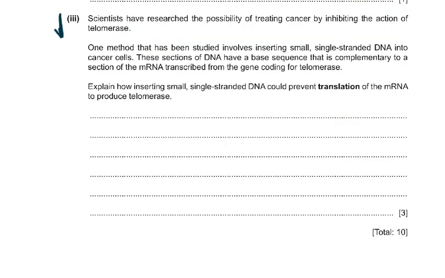Very interesting question. I like this a lot. Scientists have researched the possibility of treating cancers by inhibiting the action of telomerase. So we're going to stop the action of telomerase. Now, telomerase, remember, is a protein, so it must be coded. There must be a gene for telomerase. So one method that has been studied involves inserting small single-stranded DNA into cancer cells.